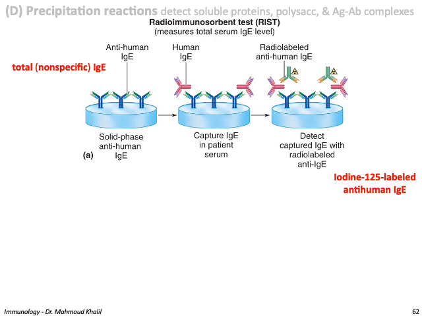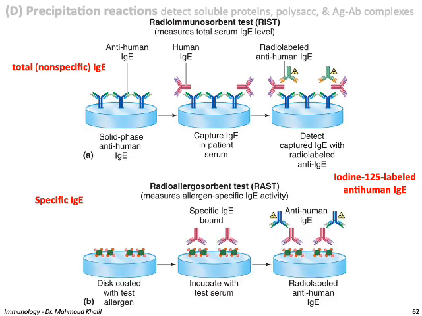the total non-specific IgE. While in the other case, the RAST, it measures the allergen-specific IgE. In other words, it is used to measure the specific IgE. So you have a disk coated with the specific allergen, and you do actually the same process. You add the specific IgE bound. You incubate with the serum from the patients, and then you add the iodine 125 labeled anti-human IgE, and the amount of the recorded radioactivity will reflect the amount of the antigen present in the patient's serum.